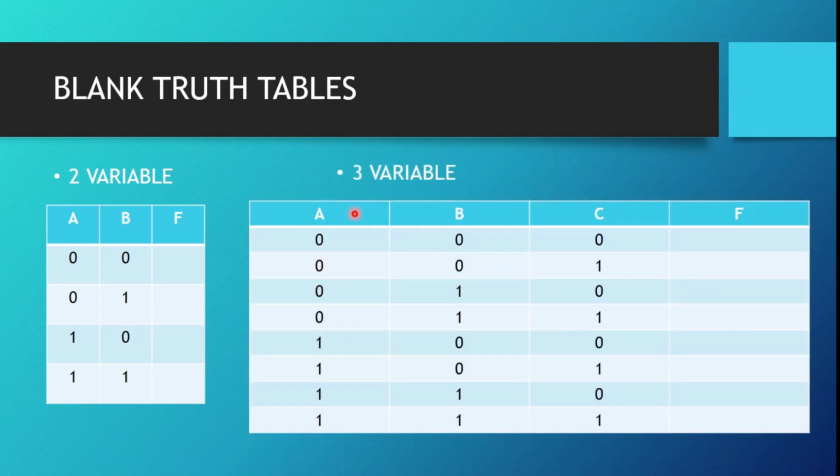Similarly, we have a 3 variable truth table. 3 variables means 8 states, 0 to 7. So, binary of 0 is 0, 0, 0, binary of 1 is 0, 0, 1, binary of 2 is 0, 1, 0 and so on. Okay. So, this is how we create the input side of the truth table.